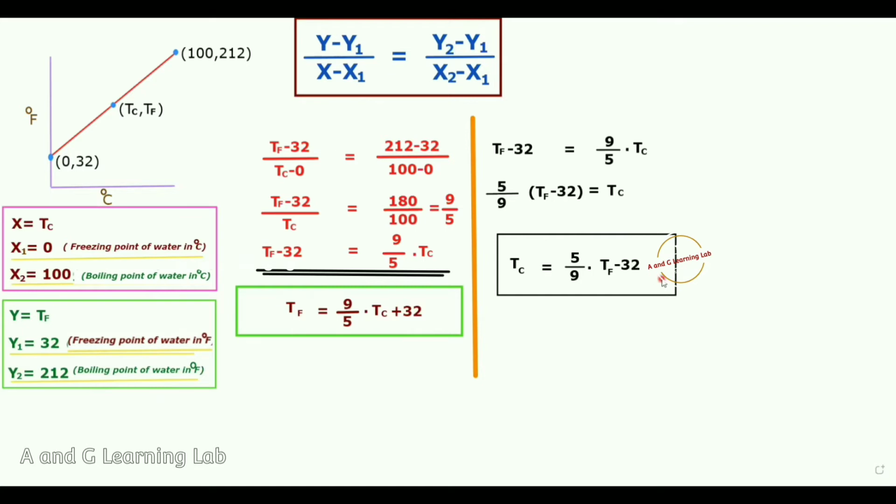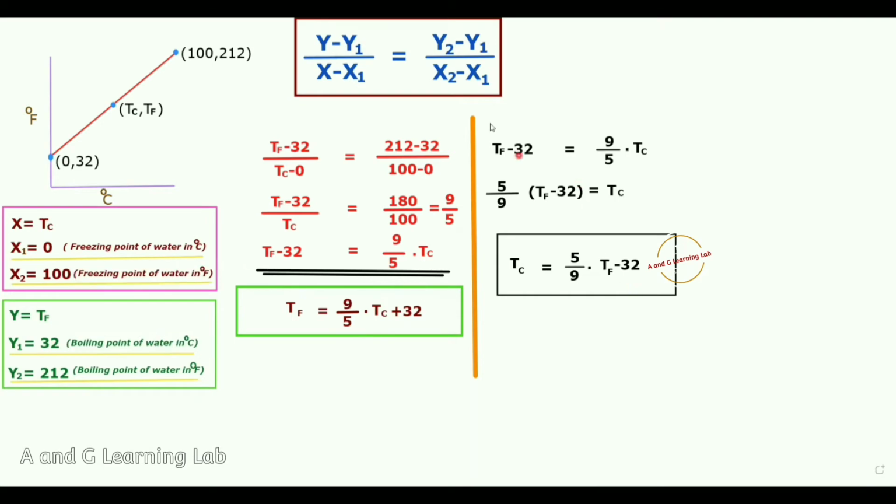Let's revisit. We have substituted (Tf minus 32) by (Tc minus 0) is equal to (212 minus 32) by (100 minus 0). So we get (Tf minus 32) by Tc is equal to 9 by 5. Tf minus 32 is equal to 9 by 5 into Tc. After that we get Tf is equal to 9 by 5 into Tc plus 32 and Tc is equal to 5 by 9 into (Tf minus 32).